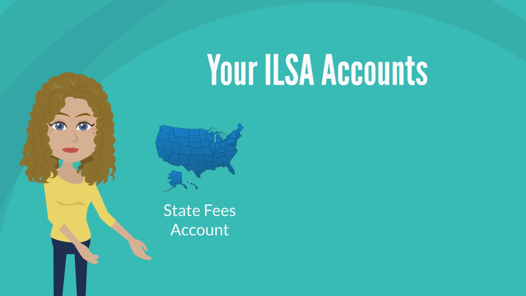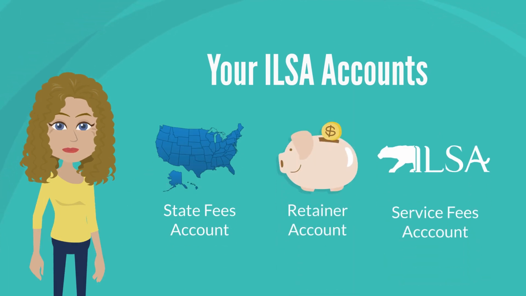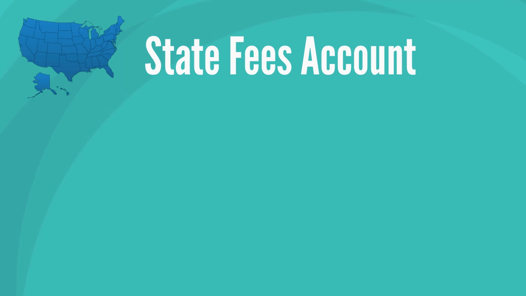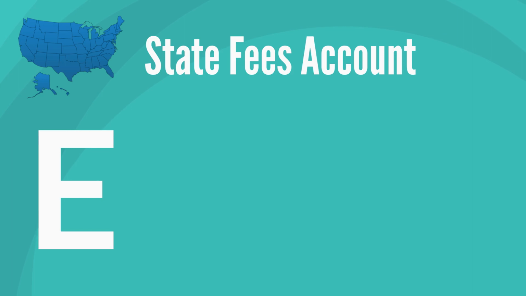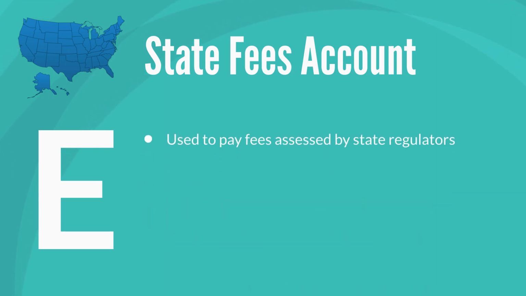As an ILSA client, you have 3 different accounts and may receive up to 3 types of invoices. The first is your state fees account. State fee invoices have the prefix E. Funds earmarked to pay state fees for license applications, renewals, and other filings are deposited into this account. When we submit documents to state regulators on your behalf, money is transferred to the state from your account via electronic fund transfer, credit card, or a physical check, depending on what the state requires.